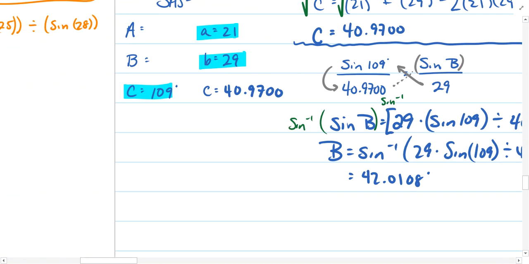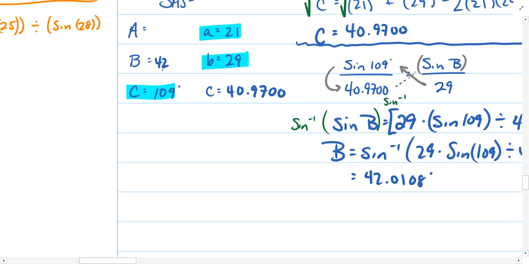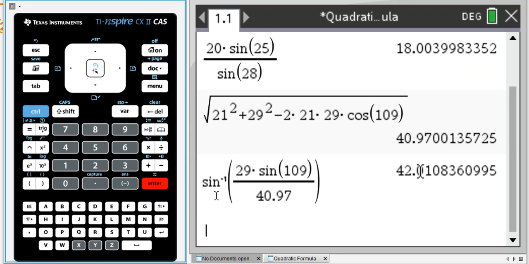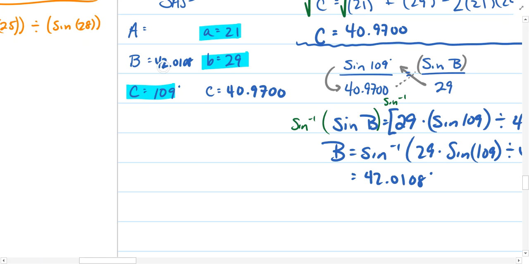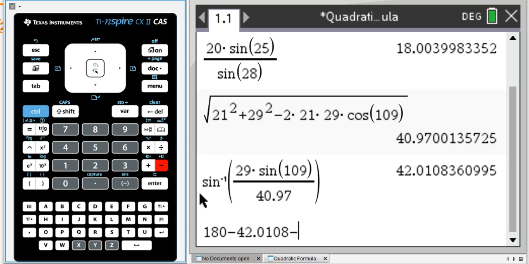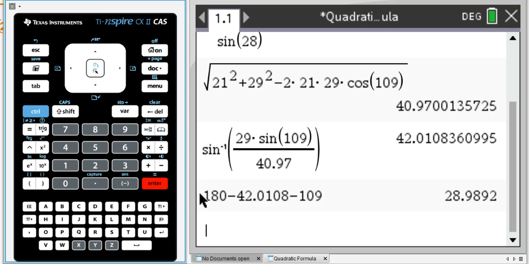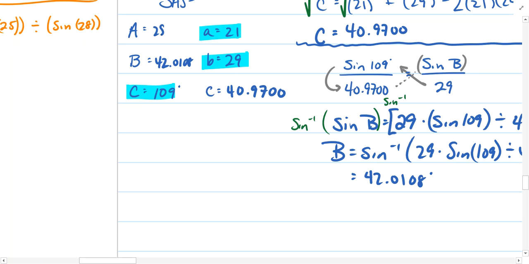42.0108. Now that's an angle measure. And now that I have two angle measures of the three, I can solve for the third one very easily, because I recognize that the grand total, or sum total, of these three angles is going to be 180 degrees. So I'll take 180, subtract the 42.0108. I'll also subtract the 109 degrees. And it sure looks like the final angle measure is 28.9892.